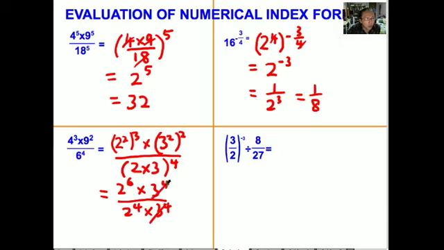We can cancel away 3 to the power of 4, and 2 to the power of 6 divided by 2 to the power of 4. We cancel 2 to the power of 4 to give us 2 to the power of 2, and the answer is 4.